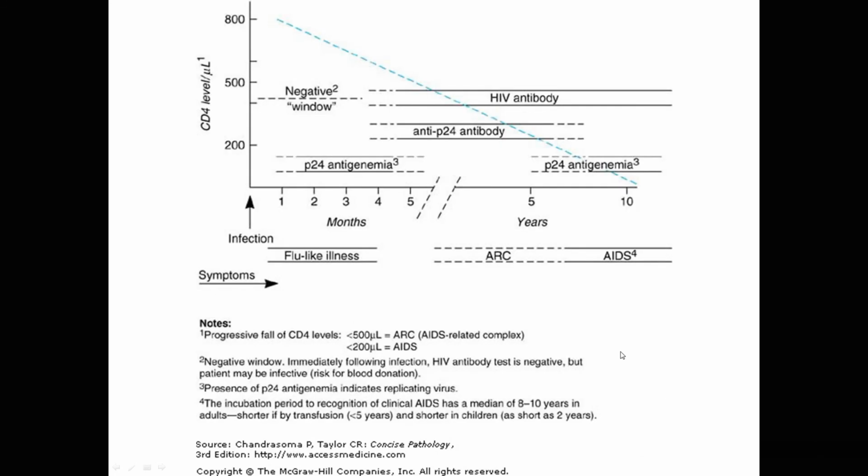This slide illustrates the dynamics of the disorder. The first 5 years, a negative window with no sign of disease, except the flu-like illness. And later, antigenemia, the HIV antibody, and after the 5th year, the AIDS-related complex and AIDS complications about 10 years after the infection. The prognosis is very poor.